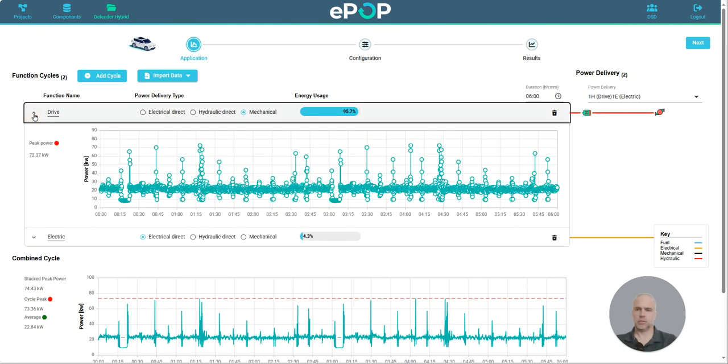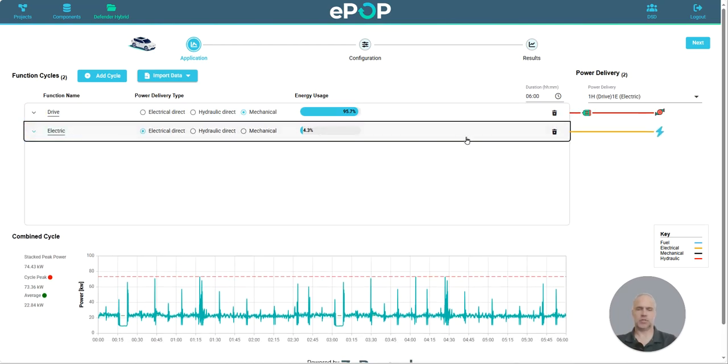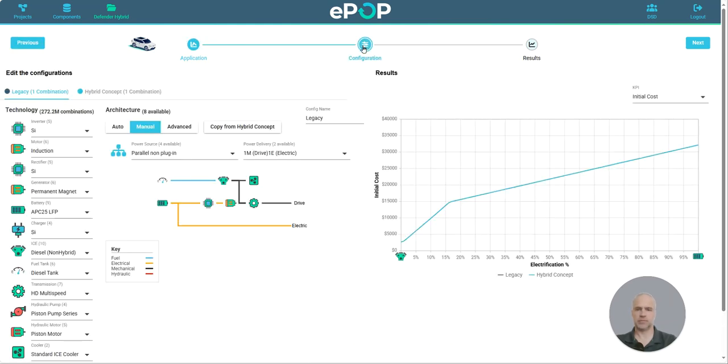So first thing we do is load in a cycle that matches the legacy cycle and add a small electric load too, because the customer also wants to increase the electric export power as part of the conversion to hybrid. So we have the cycles. We then want to go to configuration. Now we have technology, configuration, and the size.